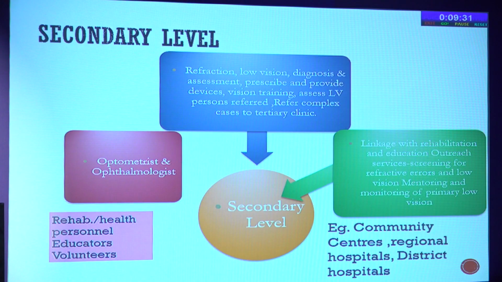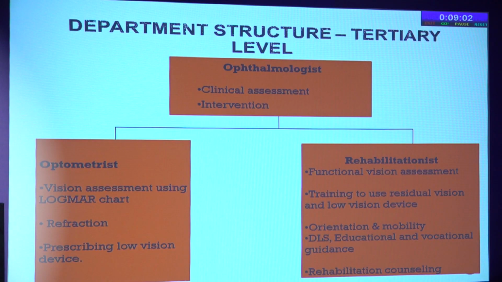And at the secondary level, we have community centers and regional hospitals, which can be manned with ophthalmologists, optometrists, rehab health workers and volunteers. And there again, you can have some degree of linkage with the educational outreach services also. At the secondary level, we can do refraction, prescription of devices, diagnosis, assessment, and vision training. And a few complex cases can be referred to the tertiary care centers.